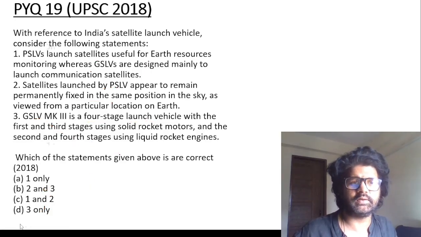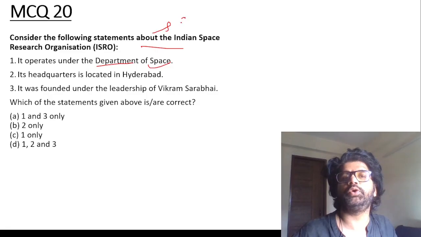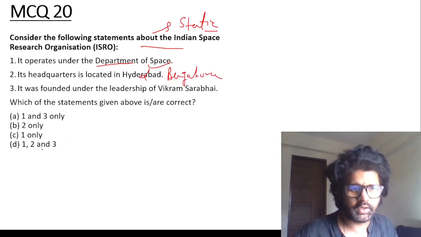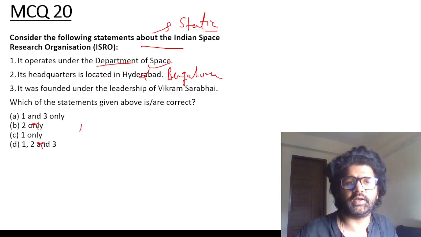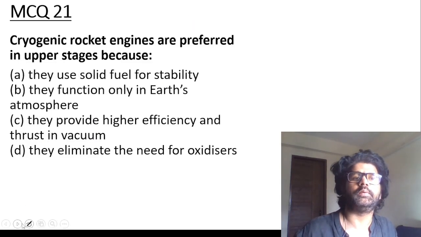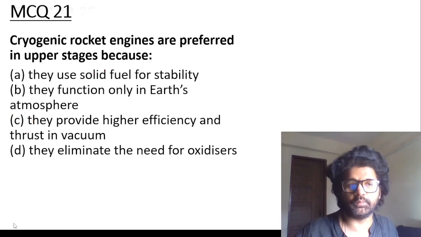One only. Well, guys. MCQ 20. Consider the following statements about ISRO. Operates under the Department of Space. Yes. Now this will use your static knowledge. Founded under the leadership of... headquarters is in Bangalore, Bengaluru. Second is wrong. Eliminate the second. First and third are correct. A, 1 and 3 only. Very good. Cryogenic rocket engines are preferred in upper stages because they provide higher efficiency and thrust in vacuum.